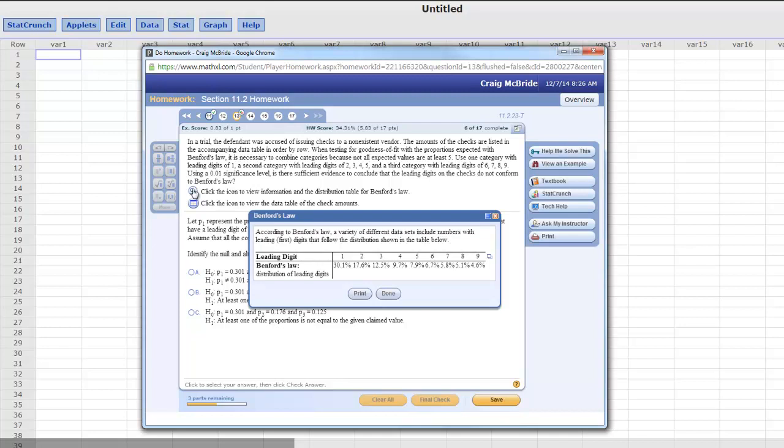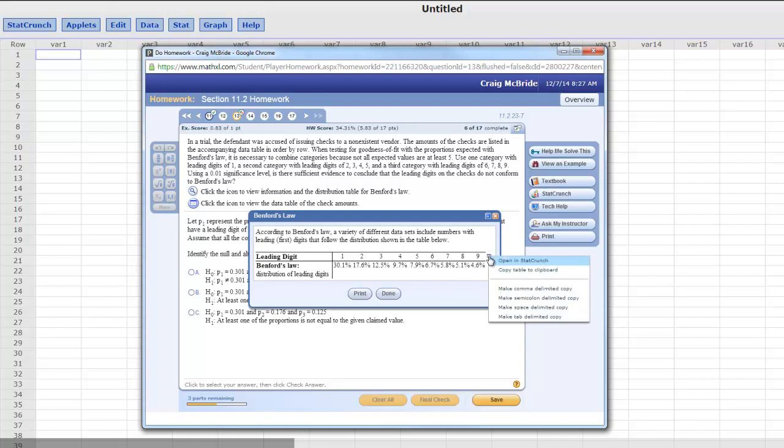First things first, if you click on Benford's law, it'll bring up this table, and it'll tell you that if you're looking at a random set of numbers, and these numbers could be anything, they could be the totals of checks, they could be electricity bills, they could be voter ID numbers, things like that, the first digit, the leading digit of that set of numbers, 30% of the time it should be a 1, 17.6% of the time it should be a 2, and so on and so forth.